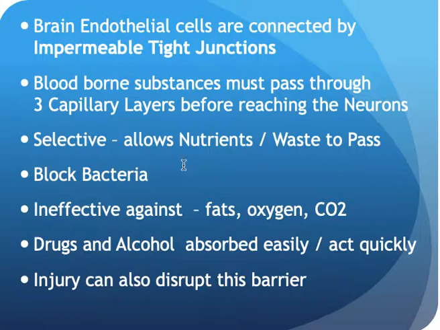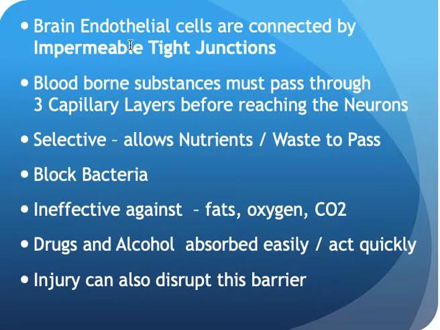They're going to be really selective, so they're going to allow nutrients, they're going to allow waste to pass, but they're going to block bacteria. It's ineffective against certain things, so fats, oxygen, carbon dioxide. And this is kind of why drugs and alcohol act so quickly on our bodies, is that they're absorbed really, really quickly, and they're not disrupted by this barrier. And then the other important thing is that injury, okay, so any sort of trauma can also disrupt this barrier, and then again, things that are not supposed to be allowed into the cerebrospinal fluid will be able to pass through.